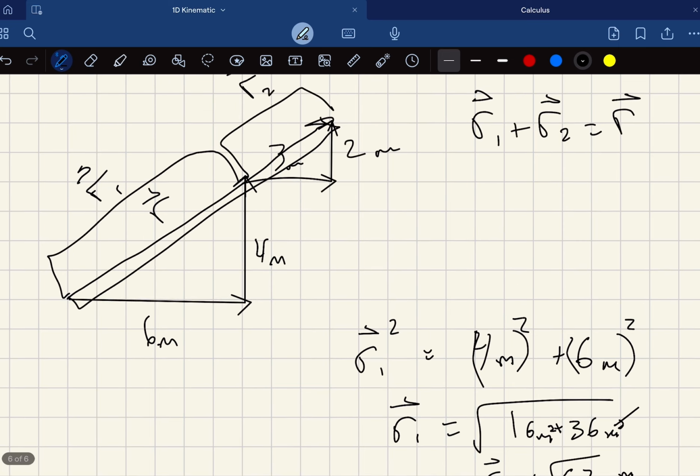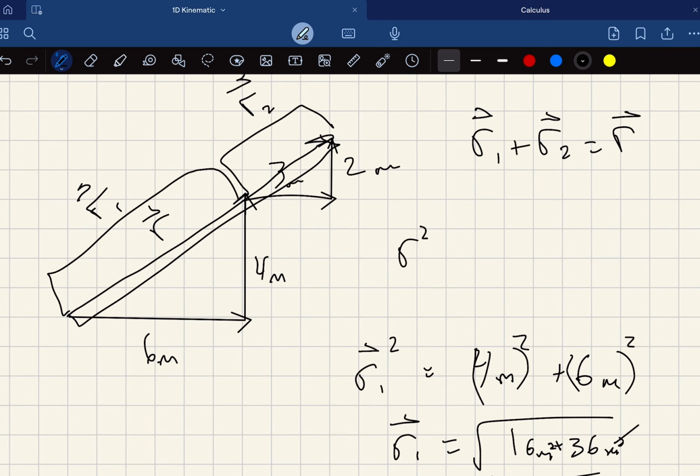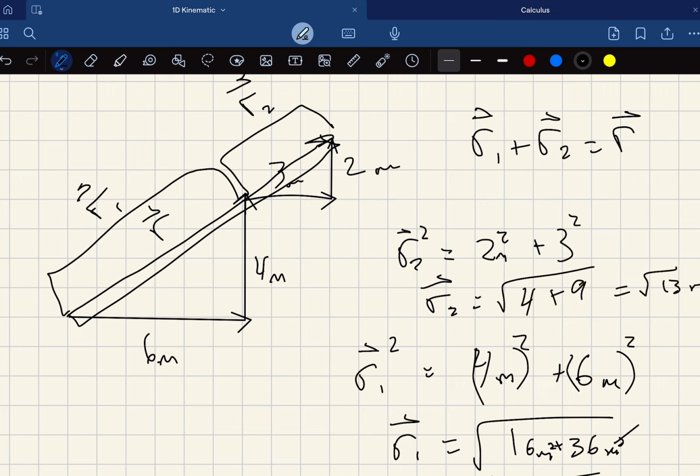Now to solve for R2, we are going to square it. R2 squared equals 2 squared plus 3 squared. So R2 equals radical 4 plus 9 equals radical 13 meters. These are meters squared as the units.